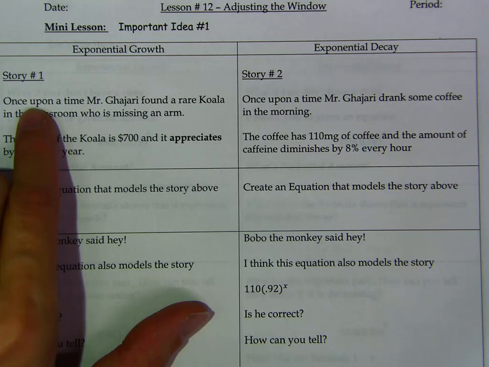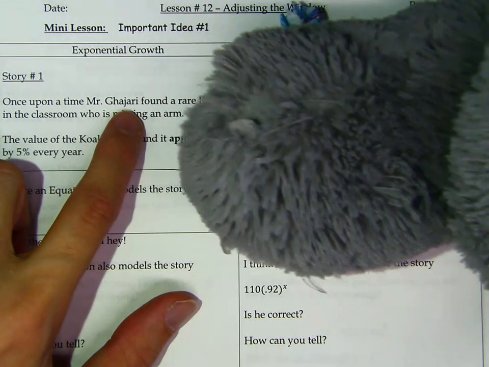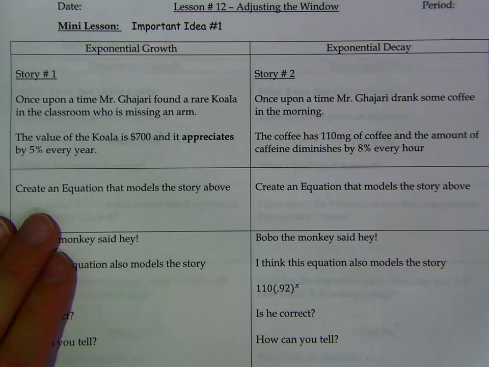Let's see. Once upon a time, Mr. Gajari found a rare koala in his classroom. And oh no, he's lost his arms.